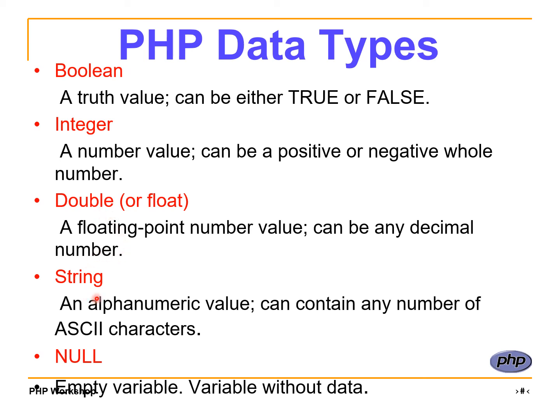Then comes the string. A string can contain any number of ASCII characters, so it is a variable which contains alphabets and numeric values. Then null. If the variable does not have any data, then its data type is null. It is an empty variable, a variable not having any data. So these are the possible data types: Boolean, integer, double, string, null.